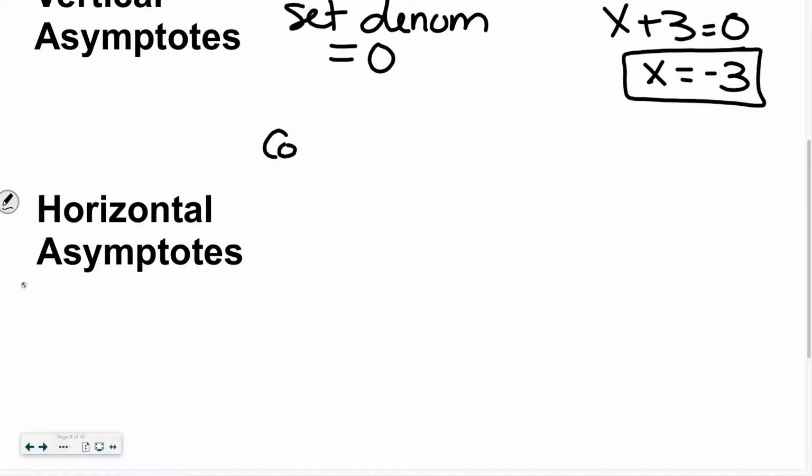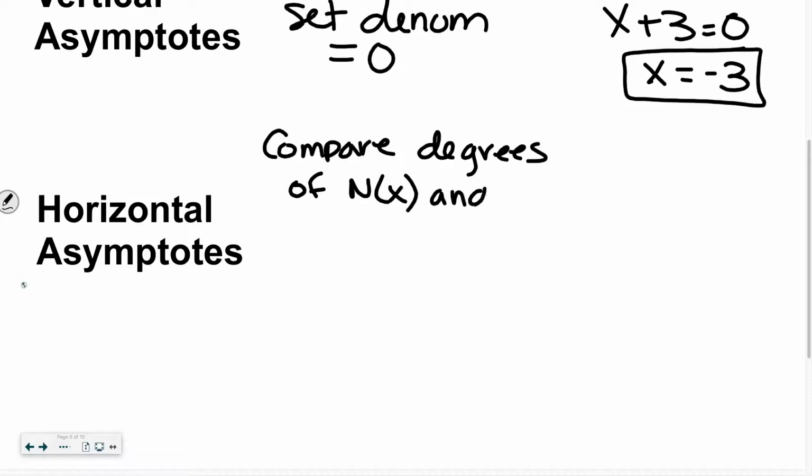So here's what you need to know about horizontal asymptotes. And this is something some of us may need to study tonight. Compare the degrees of n of x and d of x. What do I mean in polynomial terms when I talk about a degree? What is the degree of a polynomial? Which exponent? The highest exponent. Okay, so if you need to, maybe make a little note to yourself. When you're comparing the degrees, you're comparing the highest exponent.